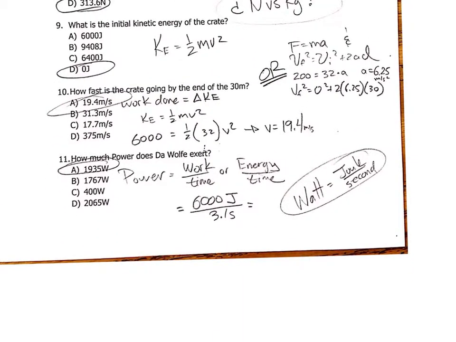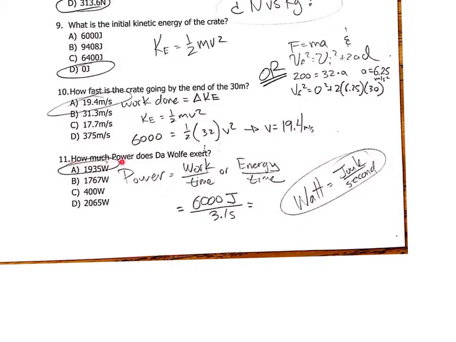So we know that 6,000 joules went into kinetic energy, so the new kinetic energy is not 0, but is now 6,000 at the end of the run. We set that equal to 1/2 mv squared. We solve for v and end up with that many meters per second.